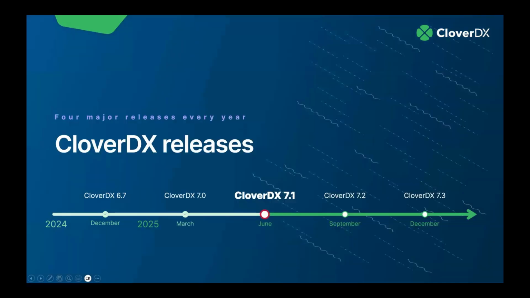So first, as always, a brief overview of our release plans. We are keeping the same release cadence as always, so 4 releases per year. This is CloverDX 7.1, which we released on 24th of June, and the next one will be released at the end of September. That will be CloverDX 7.2, and before the end of the year, we'll have 7.3.